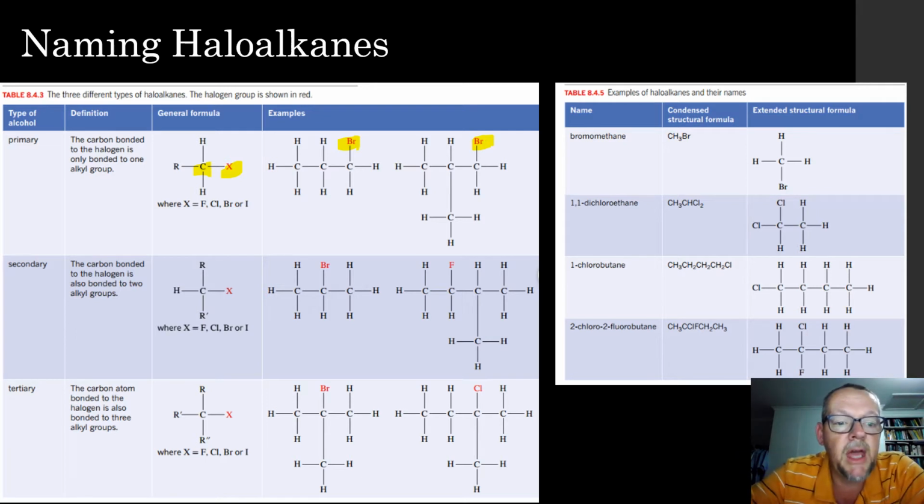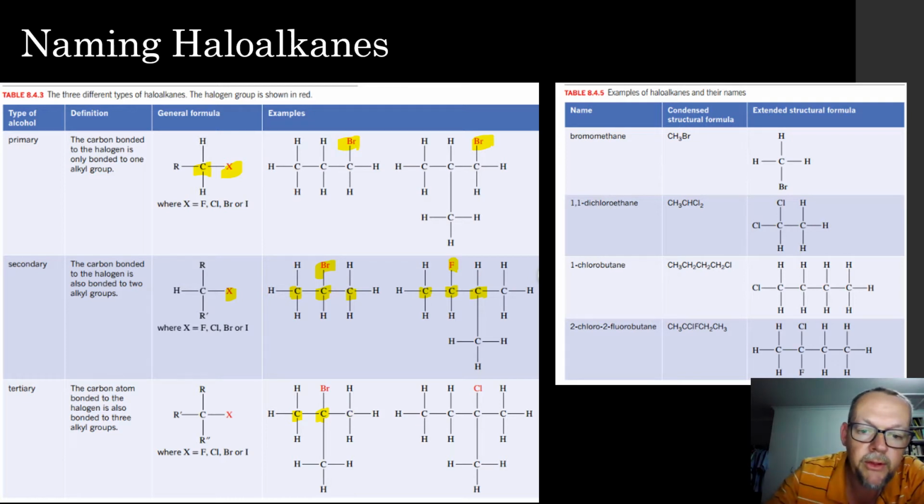Okay, let's have a look at some others. We've got a secondary one. The carbon bonded to the halogen is bonded to other alkyl groups. So let's have a look. Here we go. So what's happening here? Here, and then we've got, you can see that we've got two other carbons over there. So let's have a look here, and what's happening, there's another one, there's another there. Okay, and then at tertiary, you get it, it's going to be 1, 2, oh sorry, if I look at this one here, how many is it attached to?